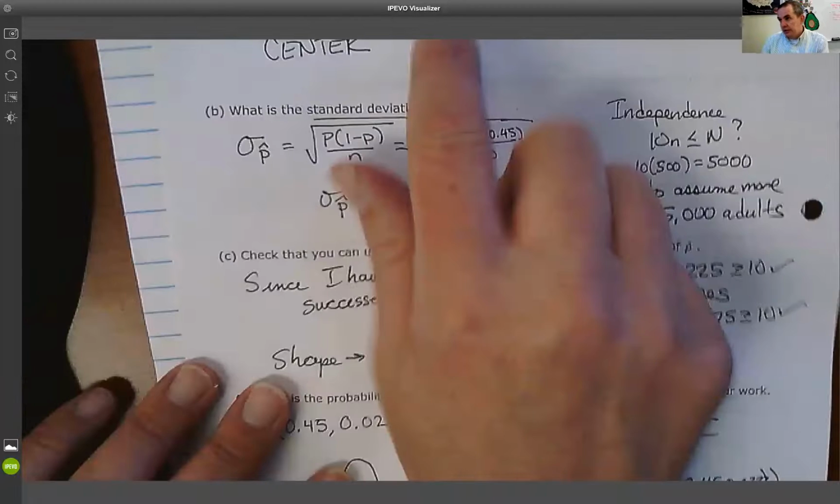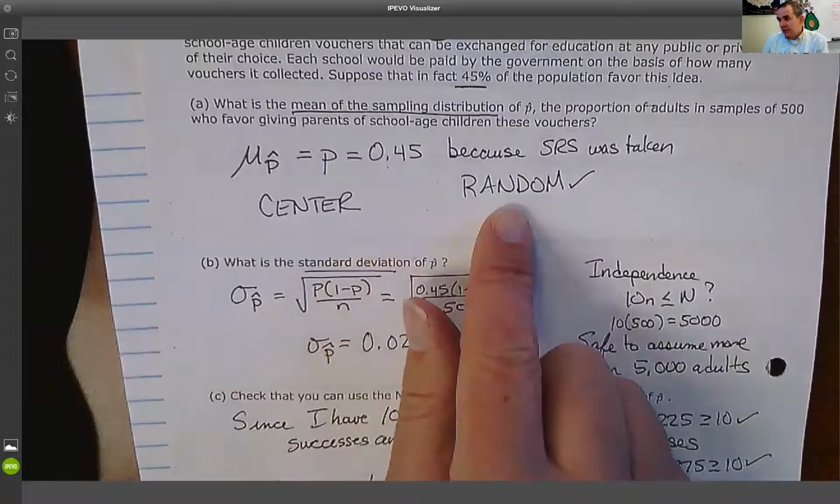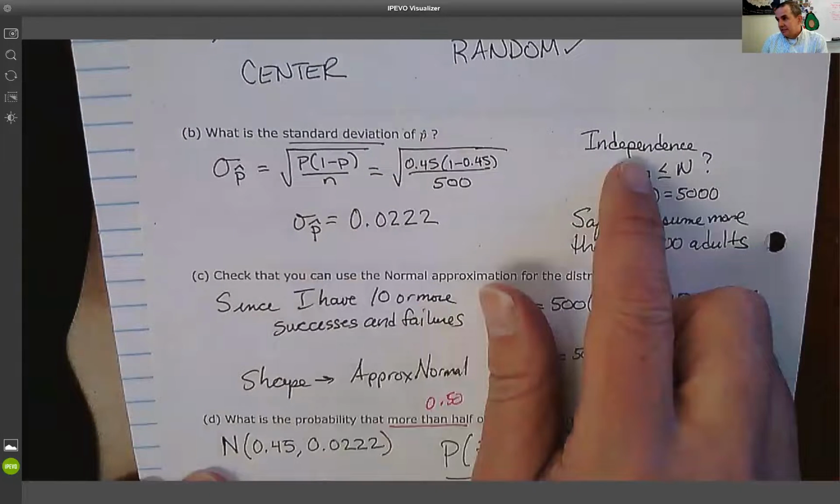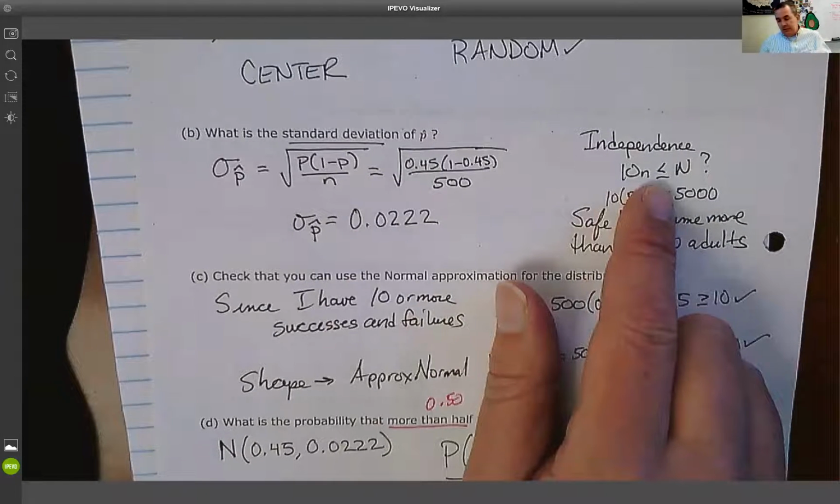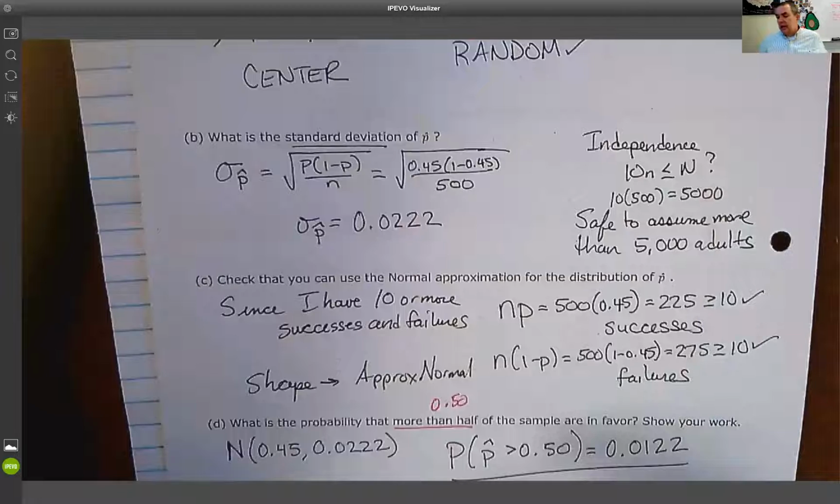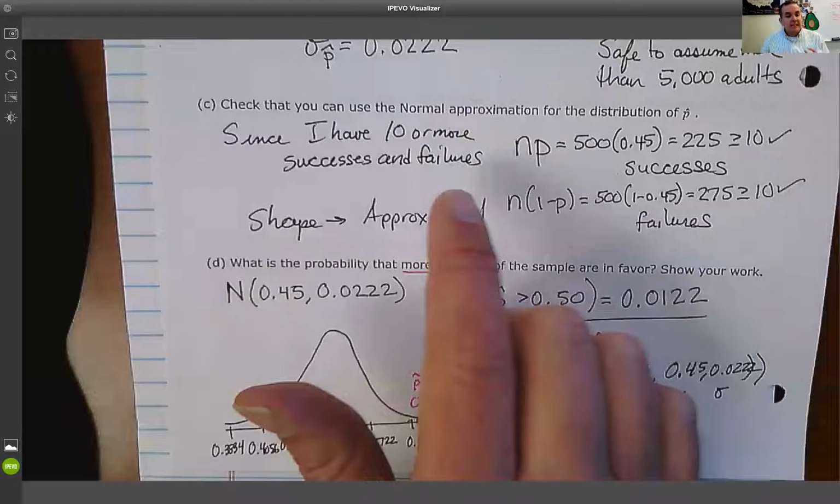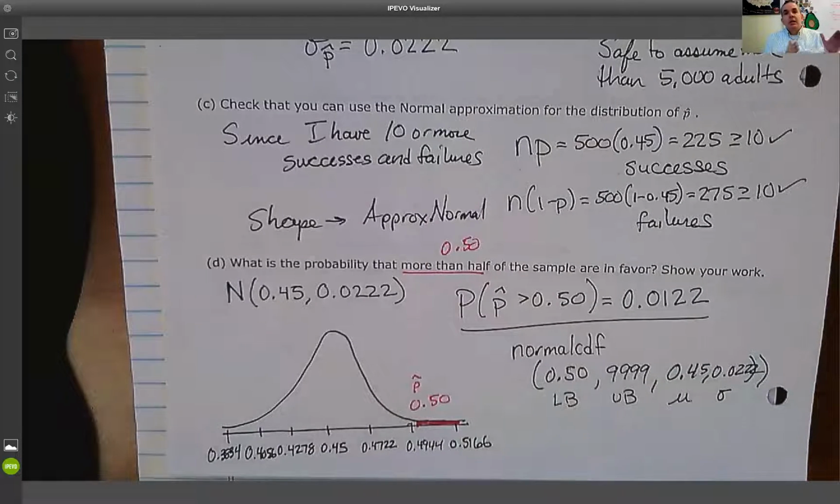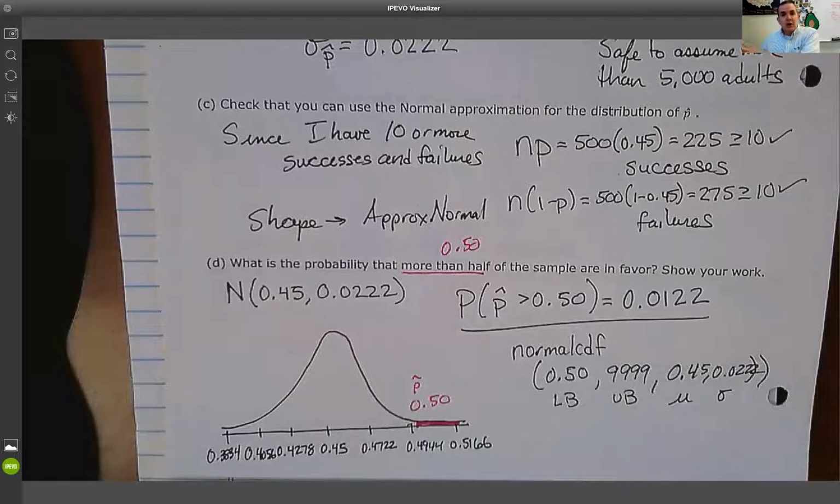The same idea holds for means, but when you went through the checks, this check here would be the same. You're checking random. This check here would be the same. You're checking 10n. However, you use a different formula for standard deviation. The shape check is different, and I say this every time. You check successes and failures for proportions. You check the shape of the population or the sample size for means. It's 2 different checks. You can't just use one all the time.